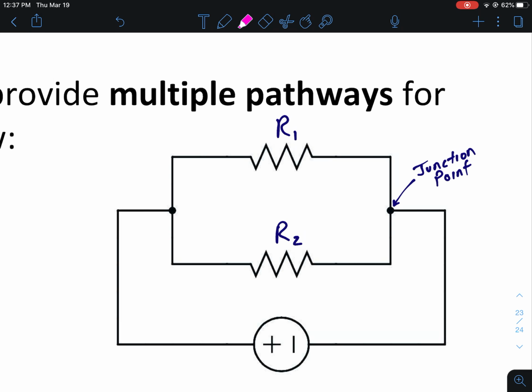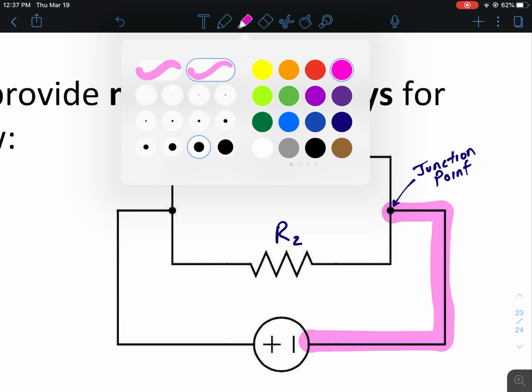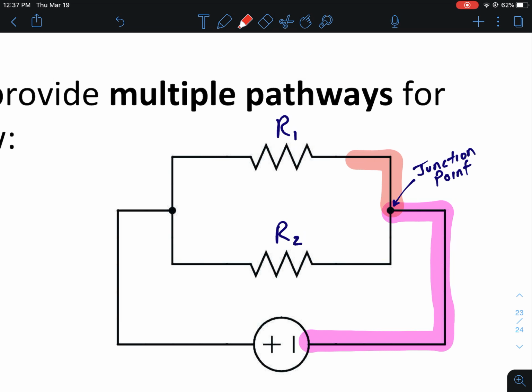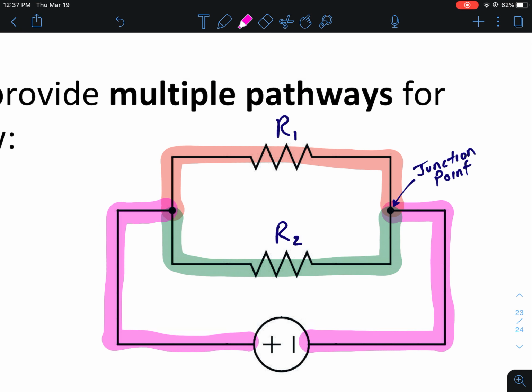So understand that there are 2 types of flow, right? There is the main flow, and then when you get to that junction point, you have the option of going through resistor 1. You have the option of going through resistor 2. Either way you go, though, you're going to meet back up at some point and complete the circuit.